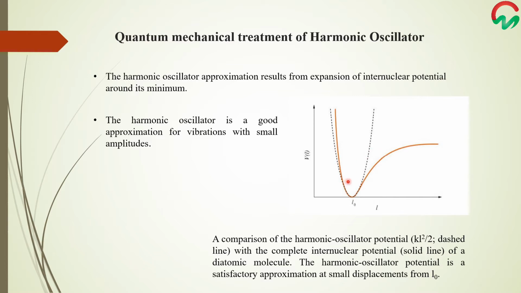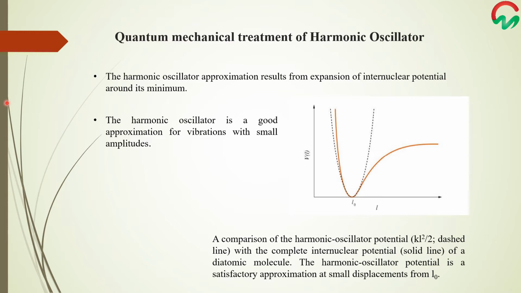This curve rises sharply to the left of the minimum due to the difficulty of pushing the two nuclei close together, and the curve rises initially to the right of the minimum and then levels off. And the potential energy at a very large separation is essentially the bond energy, and the dashed line curve is due to the potential associated with Hooke's law. The harmonic oscillator potential approximation is good in the region around the minimum.